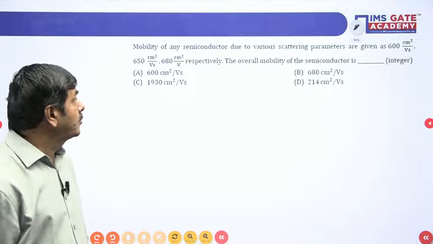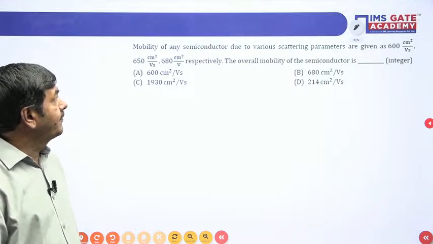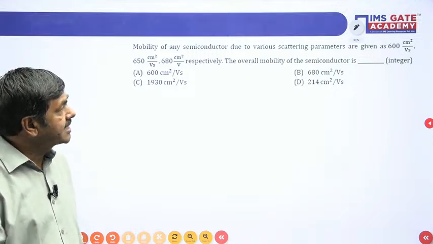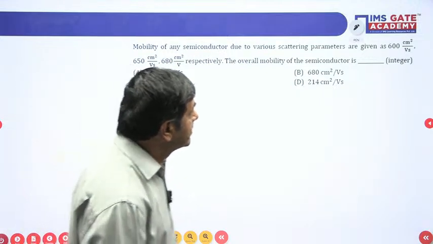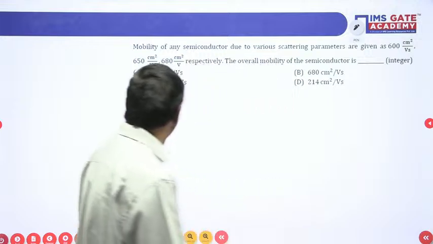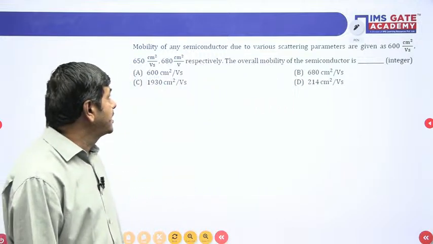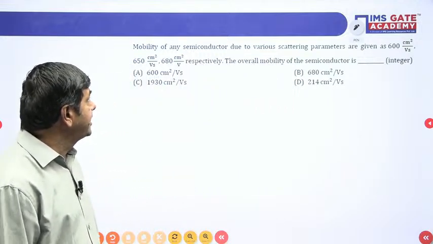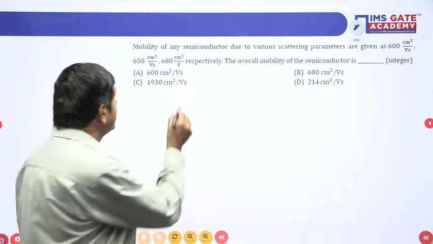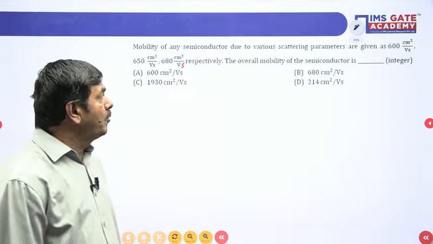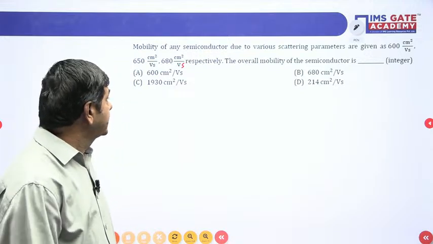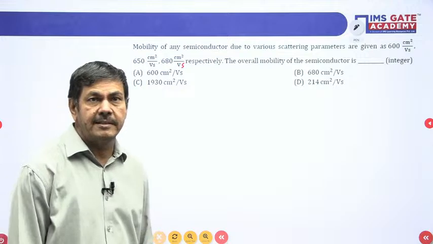I will read out the question here now. Mobility of any semiconductor due to various scattering parameters are given as 600 cm square per volt second, 650 cm square per volt second, 680 cm square per volt second respectively. The overall mobility of the semiconductor is dash, integer value required.